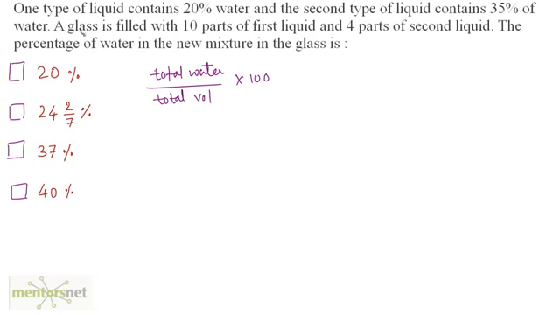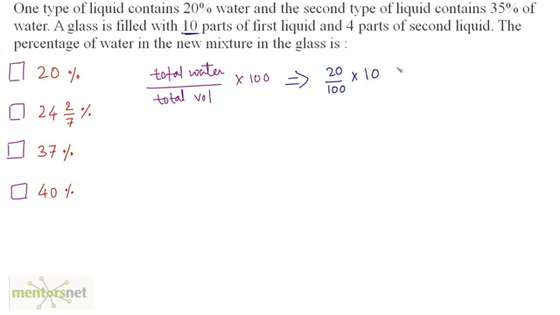Now, it is given that the glass is filled with 10 parts and 4 parts of the given liquids. And of the first liquid, 20% is water, and of the second liquid, 35% is water. So we'll have to add water contained in first liquid and water contained in the second liquid. So the water contained in the first liquid is 20% of that liquid. So 20 upon 100 times the volume of that liquid, and it is 10.